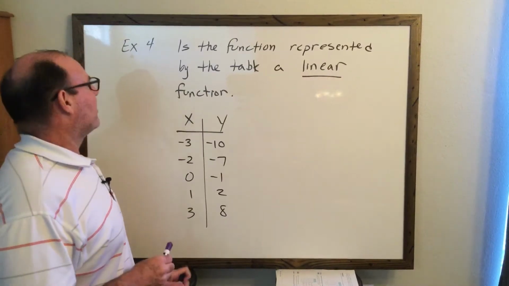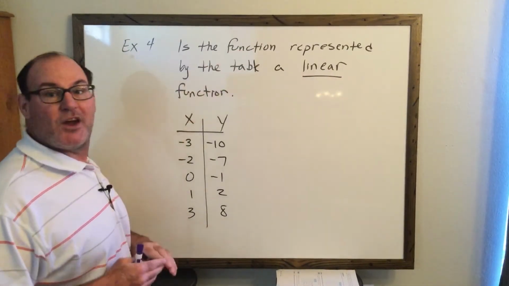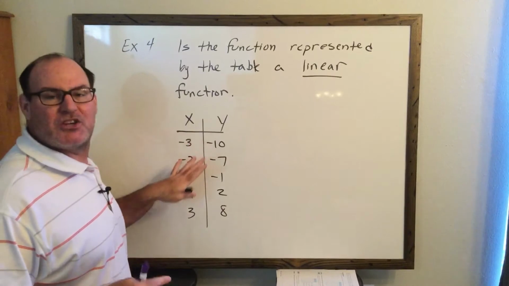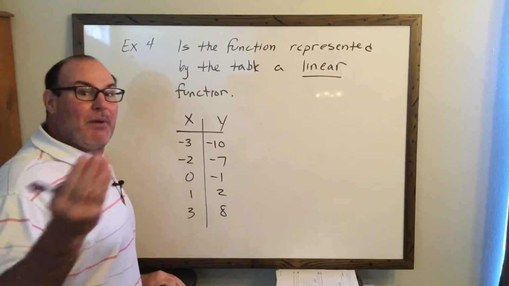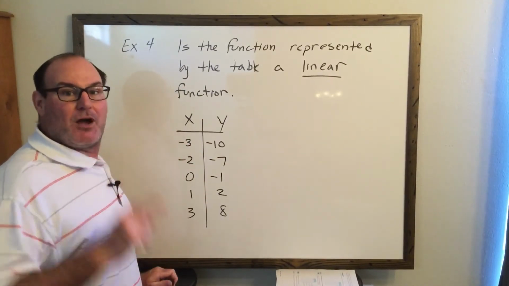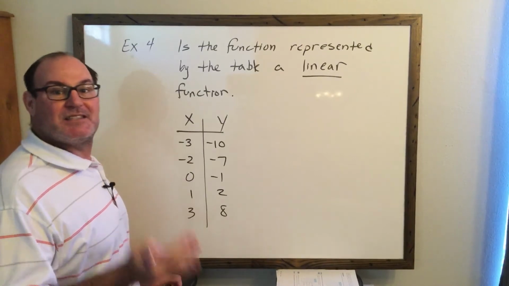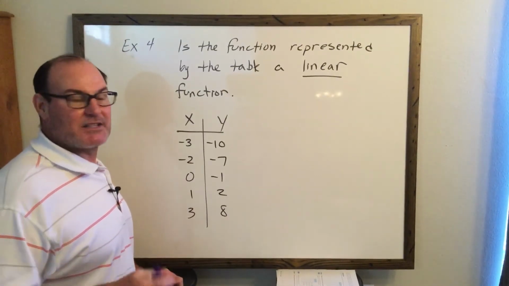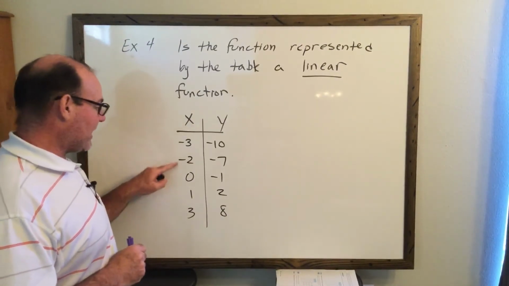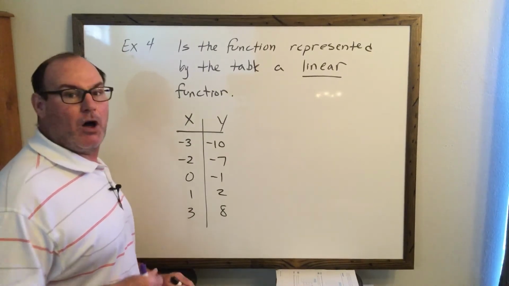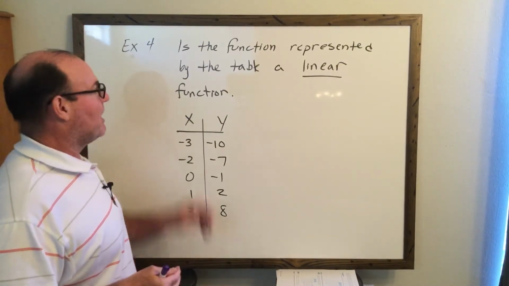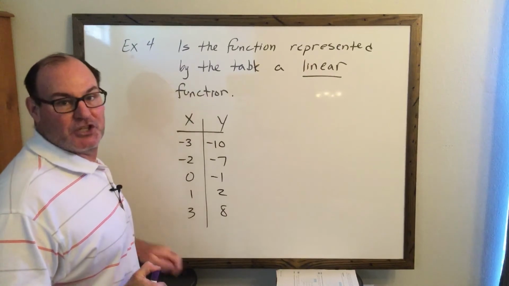All right, example 4 says we are given a function. So we are told that this is a function. We don't have to worry about that. But again, if you were going to check, remember, a function means that each x gets its own y value. So each x occurs one time. So -3, -2, 0, 1, 3. So all the x's occur once. It's a function. Is it a linear function?